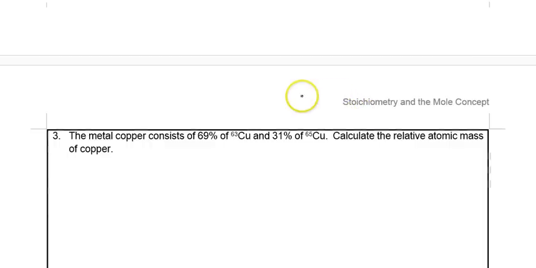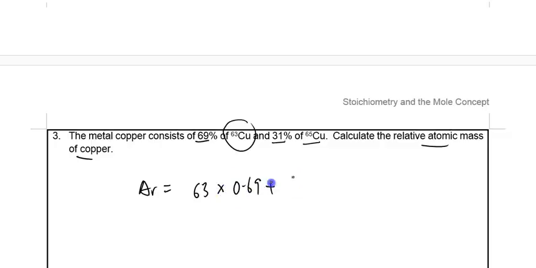Similar question here. We have copper 63, which is 69%, and copper 65, which is 31%. Calculate the relative atomic mass of copper. So AR of copper is simply 63 times 0.69 plus 65 times 0.31, and I will have 63.6 for copper.